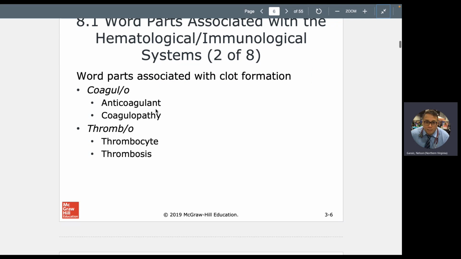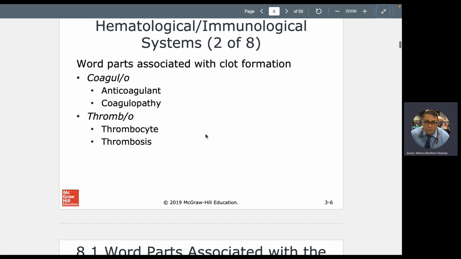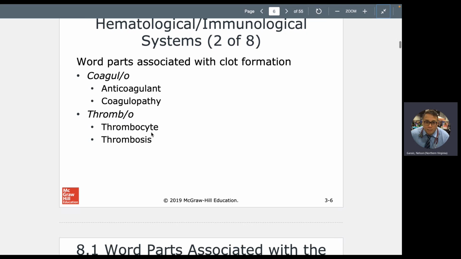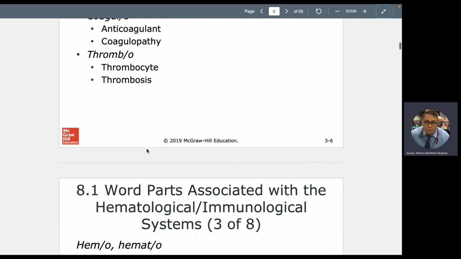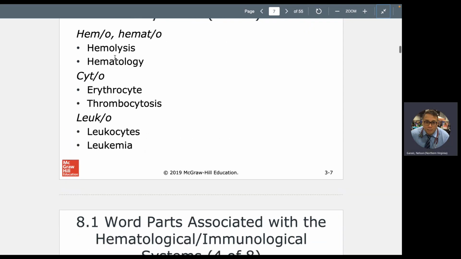Anticoagulant is a substance that's the prefix anti, against coagulation or clot formation. Coagulopathy is a disease state or a disease process that deals with clots. Thrombocyte is your blood clot cell, and thrombosis is an abnormal clotting. And that's the thing that blocks up your arteries. And if it travels around your arteries, that's called an embolus. Hemolysis, breakdown of blood. Hematology, study of blood.